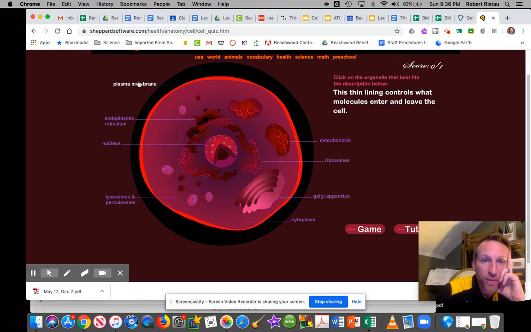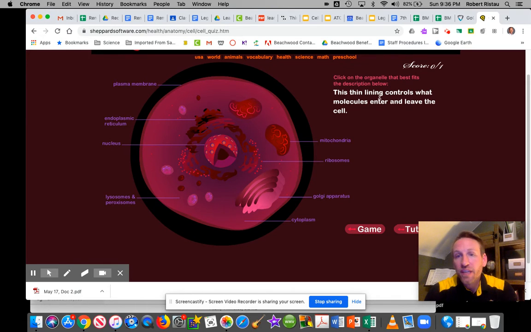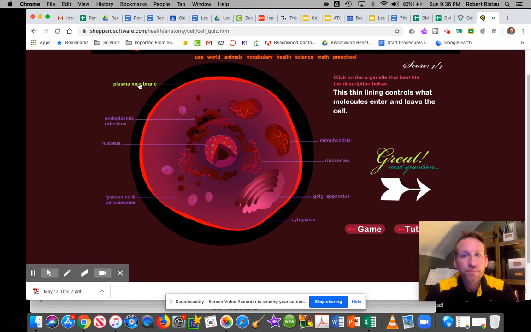Here's the plasma membrane. They're calling it the plasma membrane. We would just call it the cell membrane. We know it's a semi-permeable membrane, letting things in and out of the cell. This thin lining controls what molecules enter and leave the cell. So we know that that's the plasma membrane, right? Easy. Okay, next question. So that's one clue: for an animal cell, the outermost thing is always the cell membrane. In a plant cell, it's not the outermost thing, and we'll get to that when we get to a plant cell.